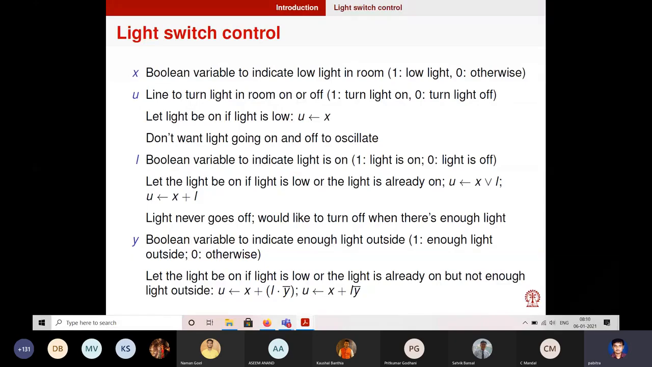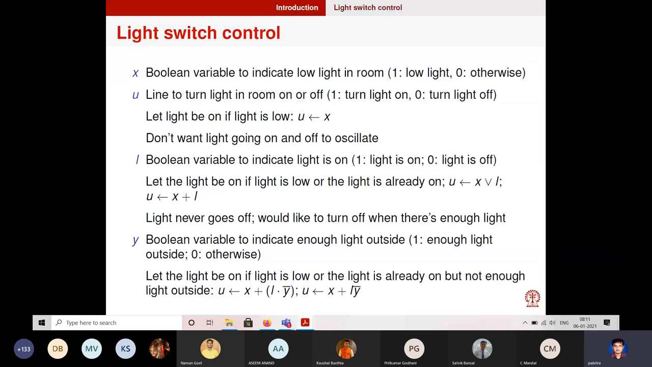So what we do is that we can take care of that by introducing another Boolean variable L, which indicates whether light is on or off, 1 meaning on, 0 meaning off. So now the rule U, which you can think of as kind of an output, is X or L. So either the light is low or the light is on. In any of these two cases, the room light is on, and any of these two cases will lead to turning on U. So this way, the light will never turn off, because if there is enough light, still also it is turned on, so no need to put it off. This will ensure that the light is always turned on.